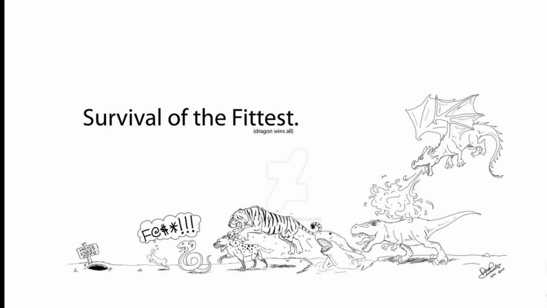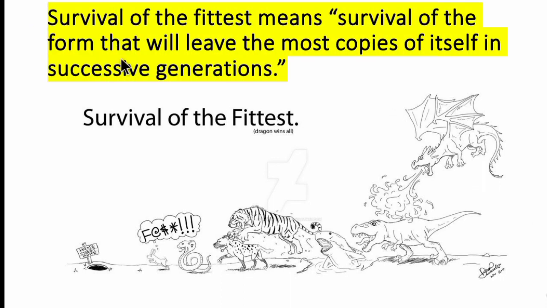Next one is the survival of the fittest theory. So the strong will survive. The theory behind this is that the strong will survive in the environment. Survival of the fittest means survival of the form that will leave the most copies of itself in the successive generations. If they survive, their generation will also survive.